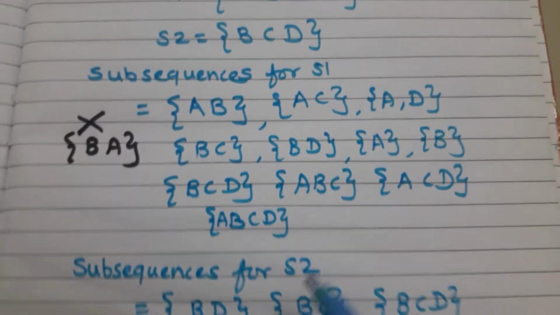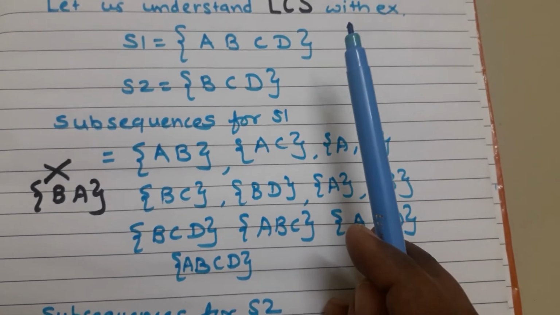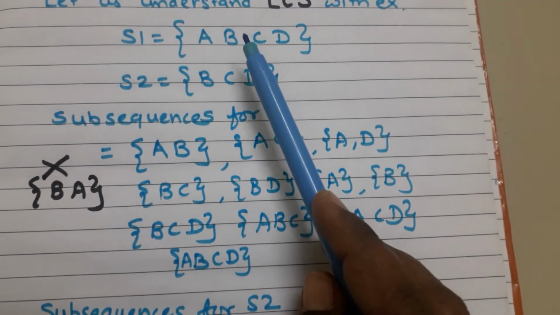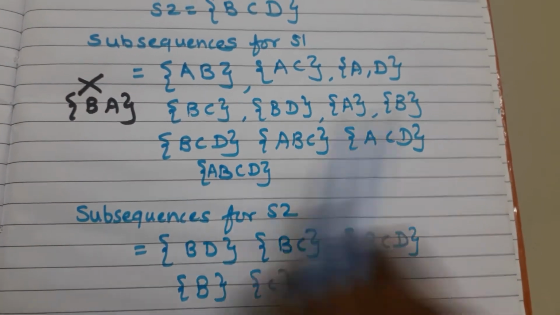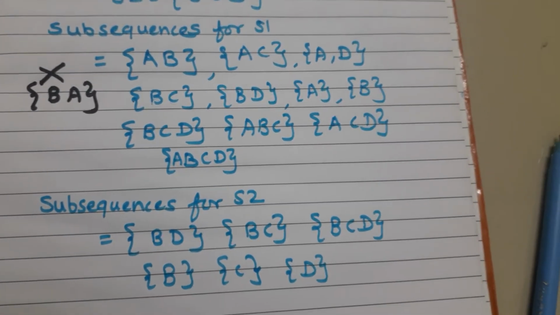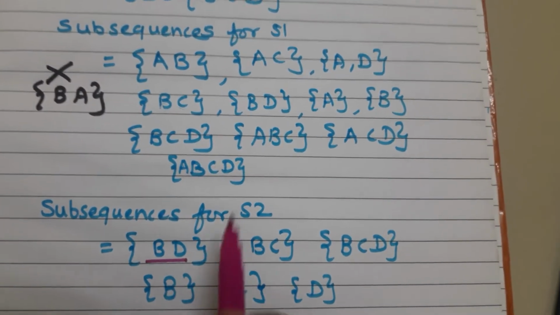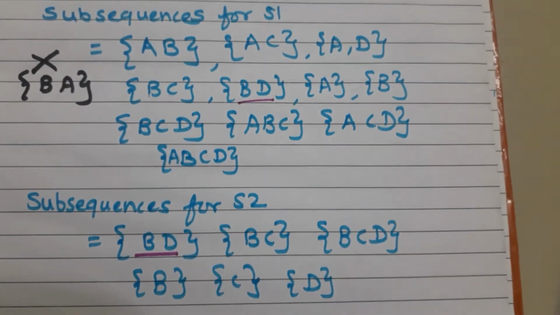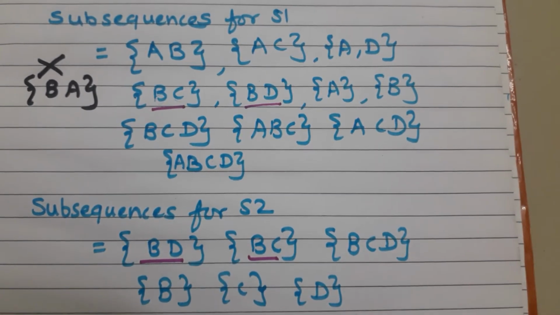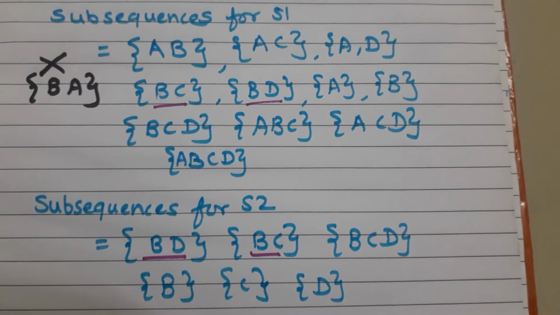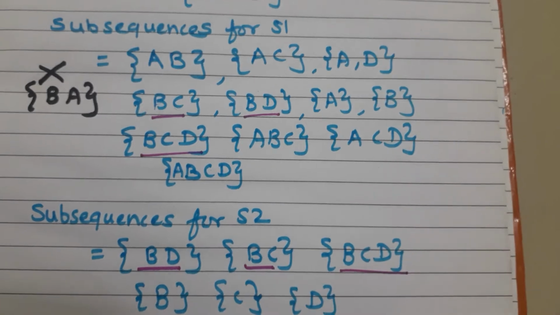Now what do we have to find out? We have to find the longest common subsequence, and for that we were given these two sequences. If we see the subsequences of S1 and the subsequences of S2, we find the common subsequences. The common subsequences can be BD, and so on. But we have to find the longest common subsequence. Here you can see that BCD is present in both.